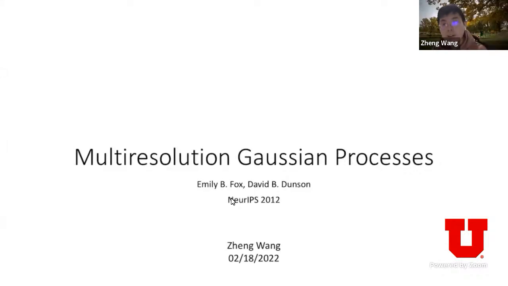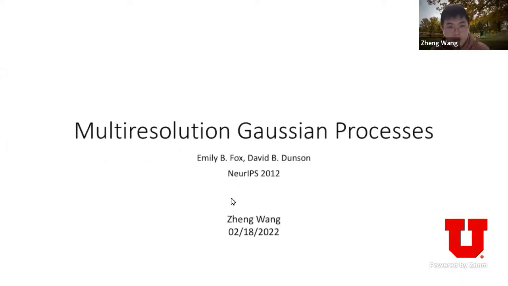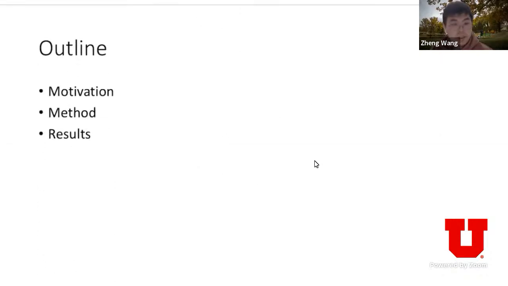Okay, let's get started. Today, so can you hear me and can you see the slides? Yeah. Okay. Today I'm going to introduce a conference paper from NIPS 2012 called Multi-Resolution Gaussian Processes. And the outline is very simple: motivation, method, and results.